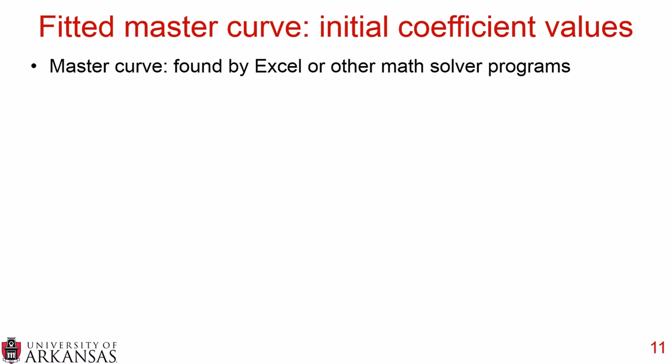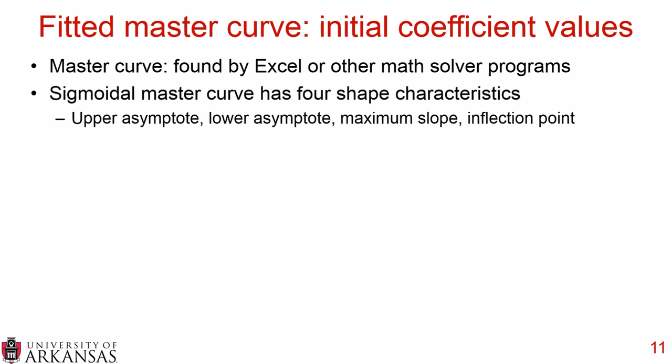So let's talk a little bit about these initial coefficient values. As we mentioned, the master curves are found by Excel or other math solver programs. You don't need to use Excel. You can use MATLAB, R, whatever program you desire. But in order to get these initial coefficient values, the alpha, the beta, the gamma, and the delta, we have some ideas on what we can go off of. That's because our sigmoidal master curve has 4 shape characteristics.